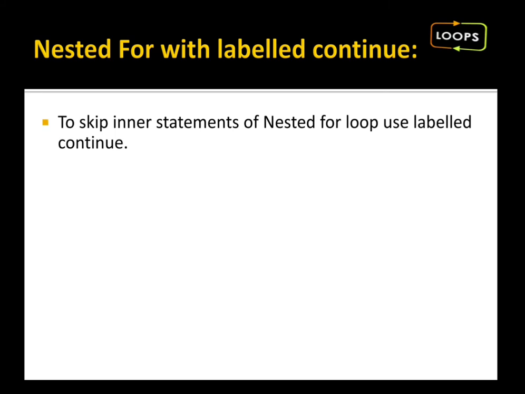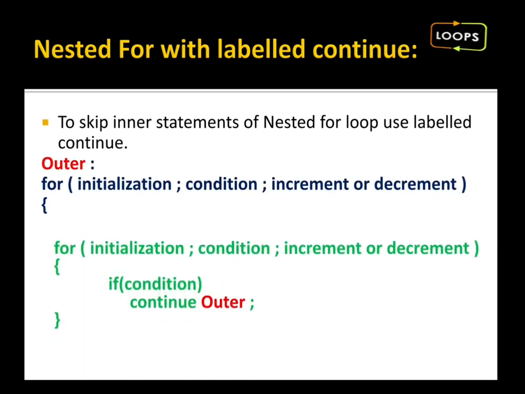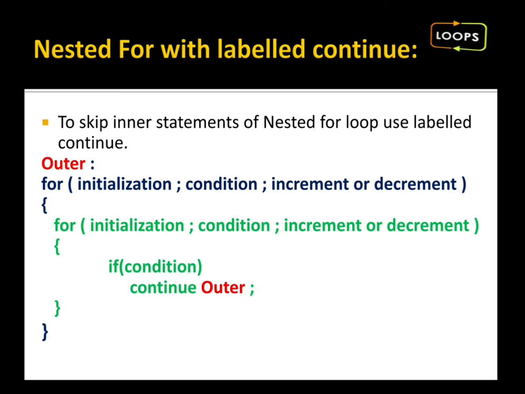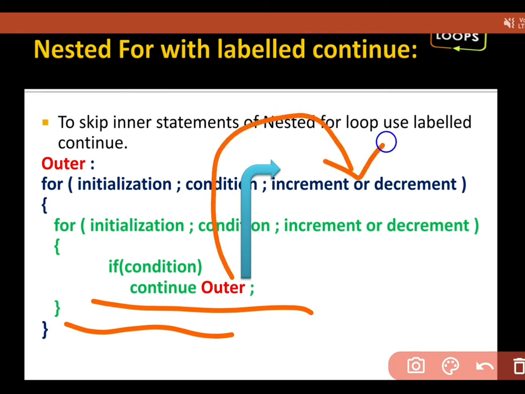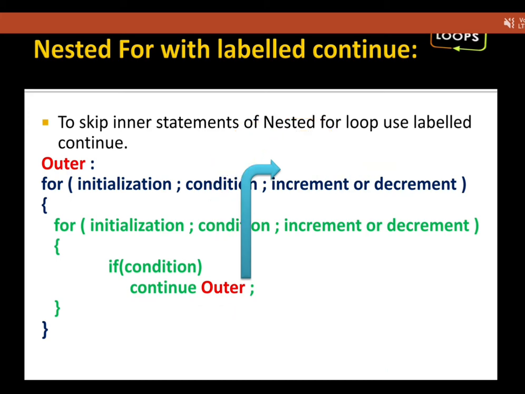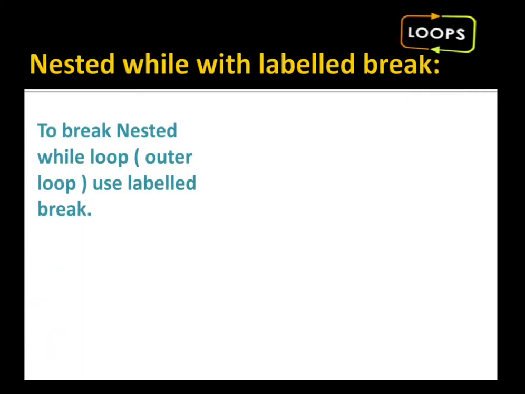Now, nested for with a labeled continue. If you want, you can skip a few lines by writing the syntax in this way. What will happen if I write continue outer? From here you will move directly towards the increment or decrement, and then the condition will execute. Whatever is written here or here will be skipped, and you move directly to the increment or decrement part. Again the condition will be checked, and again the body will be executed, the same way.